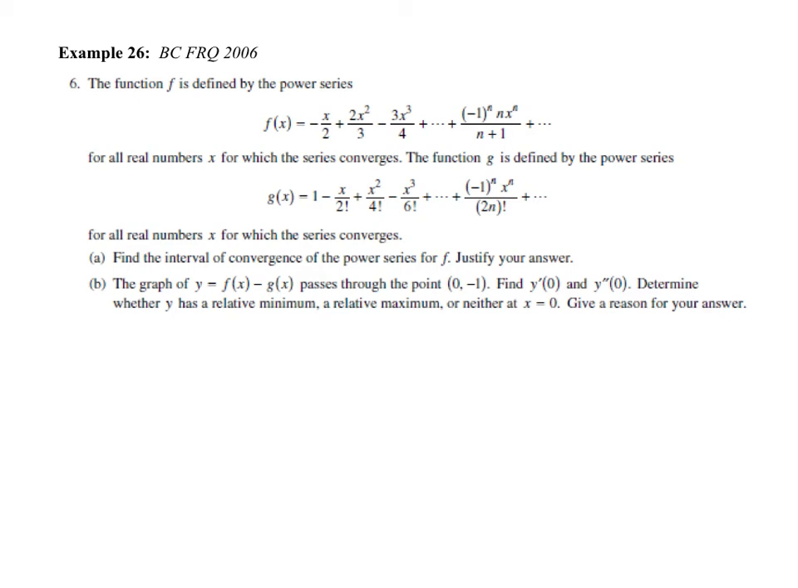And the first part is asking us to find the interval of convergence for F. So we're going to use the ratio test to calculate the interval of convergence. And this part out of the 9 points is worth 5, so it's a pretty large portion of the 9 points in this case. We're going to take the limit as n goes to infinity of the absolute value of a sub n plus 1 divided by a sub n, and let it be less than 1.